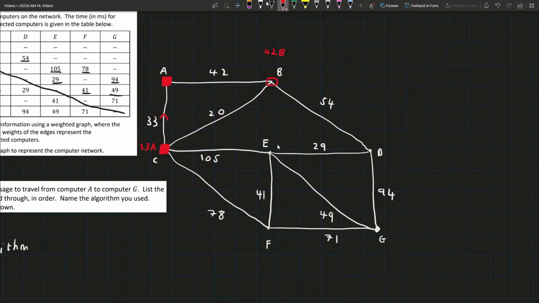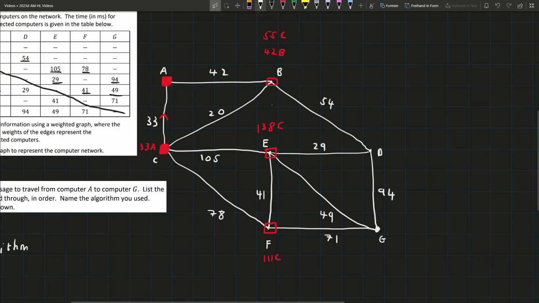And now we look at everything that's connected to C. So we also have E, we have F, and we also have B. And now we calculate how long it takes to get from these nodes to A going through C. So if we were to go from B through C to A, we have this 33 from C to A plus the 20 to B. That'll be 55 if we were to go through C. For E, we'd have 105 plus 33, which is 138 if we were to go through C. So it's important to write the letters so that you know which node you're going through. And then finally for F, we'd have 33 plus 78, which is 111. And that's also going through C.